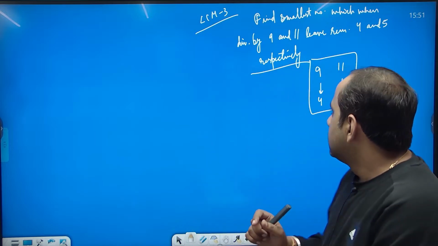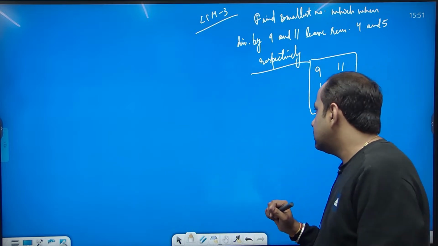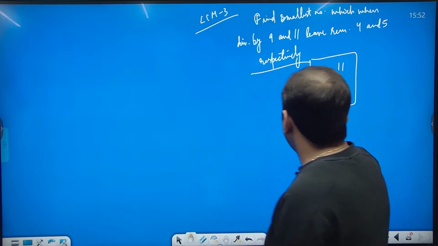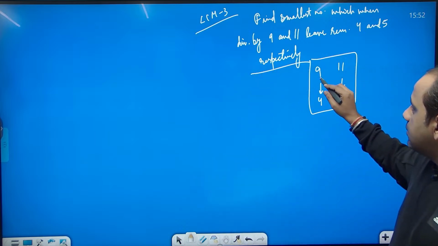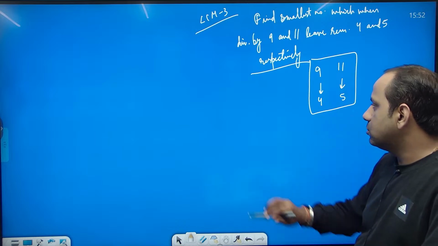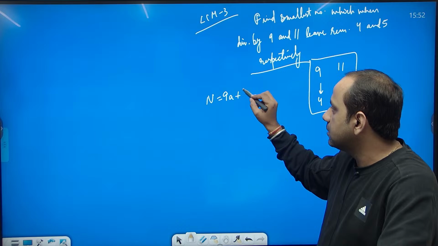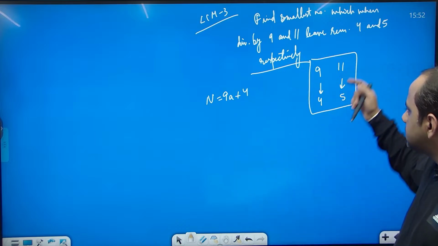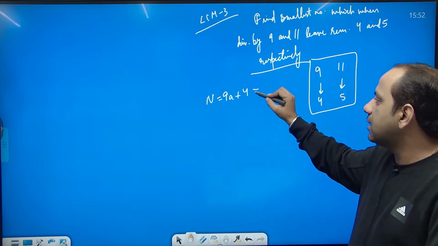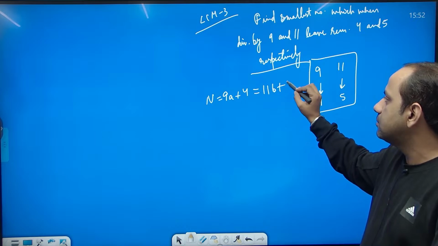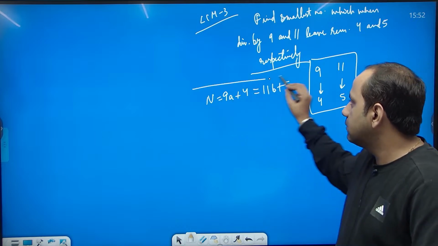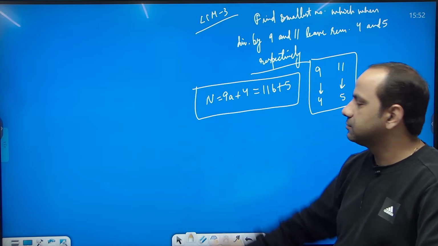Okay, so let's understand what can be the method here. So first of all, if a number when divided by 9 is giving remainder 4, that means number is of the form 9a plus 4. Is it okay? And also at the same time it is giving remainder 5 when divided by 11, so number is of the form 11b plus 5. This point is clear?